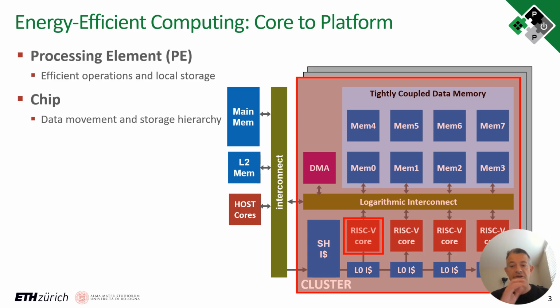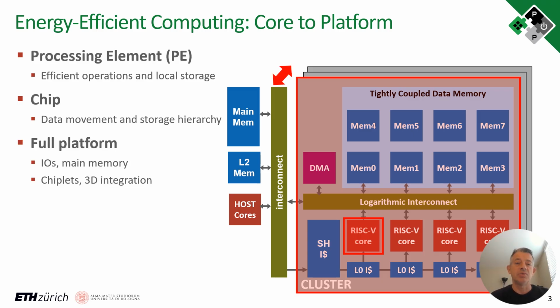We also have to innovate at the chip level, where we integrate thousands of processing elements with local storage hierarchy and on-chip interconnect to achieve efficient computation coupled with storage on chip and data motion. Finally, we also have to innovate at the level of the full platform, going above and beyond the chip. And here the keywords are main memory, interconnect, IOs, as well as three-dimensional integration and 2.5-dimensional integration, or chiplets. These are all the main areas of innovation that we have to focus on.